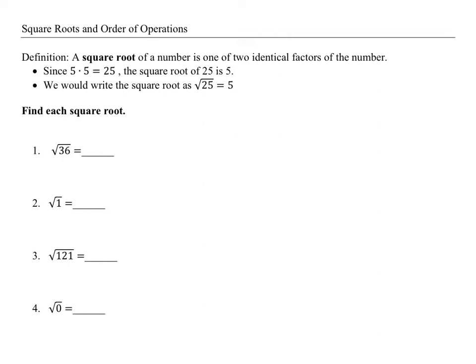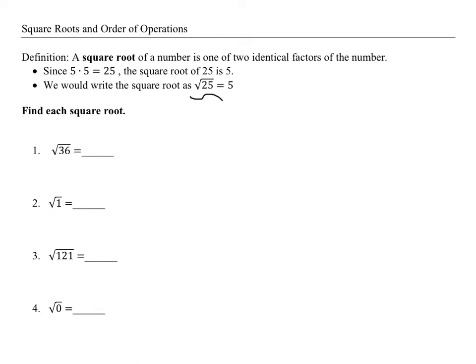This next lesson is square roots and order of operations. The definition of a square root is: the square root of a number is one of two identical factors of the number. Since 5 times 5 is 25, the square root of 25 is 5. And this is how we write the square root, with that strange symbol here.